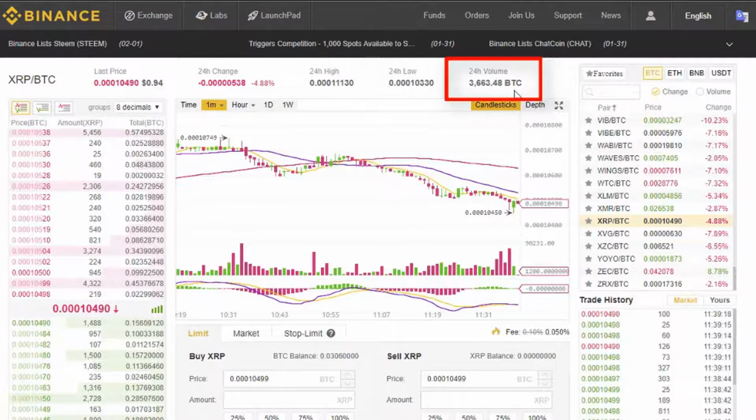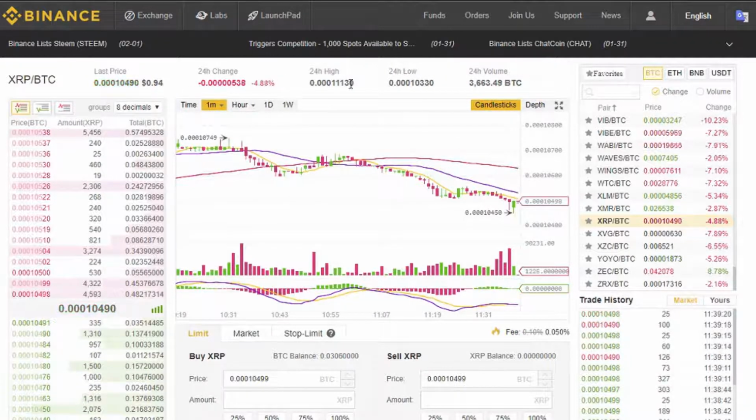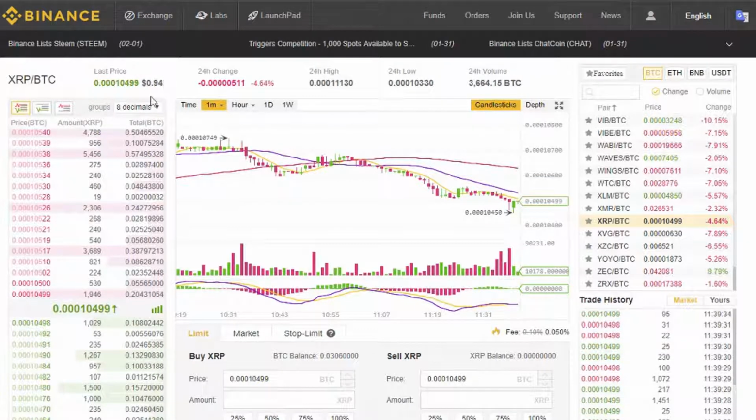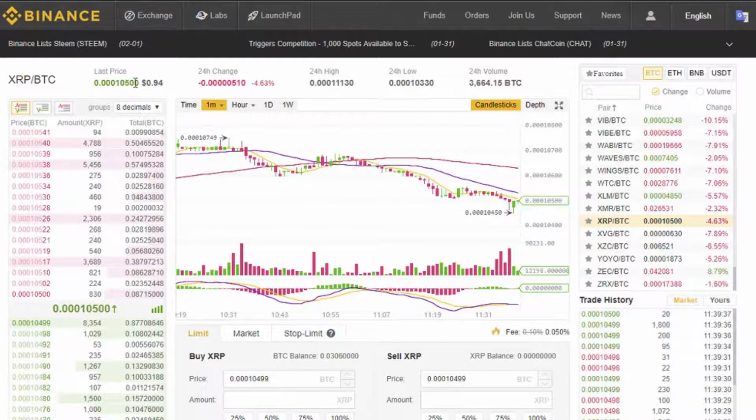And remember, this price here is in Bitcoin. So that's how much it costs in Bitcoin to get one Ripple. And that's what it is in USD. But remember, you're trading in non-fiat currencies. So this will be the number you want to look at. And I'll show you a conversion you can use.